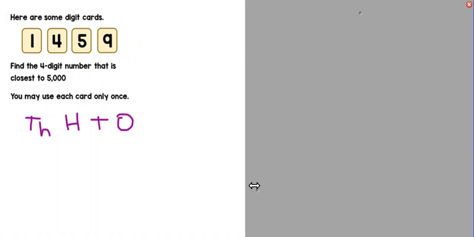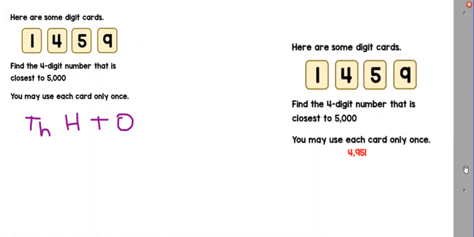Okay, let's have a look at the answer. The nearest to 5,000 is 4,951. If you'd gone the other way and started with 5,000, it wouldn't have been quite as close. Okay, let's move on.